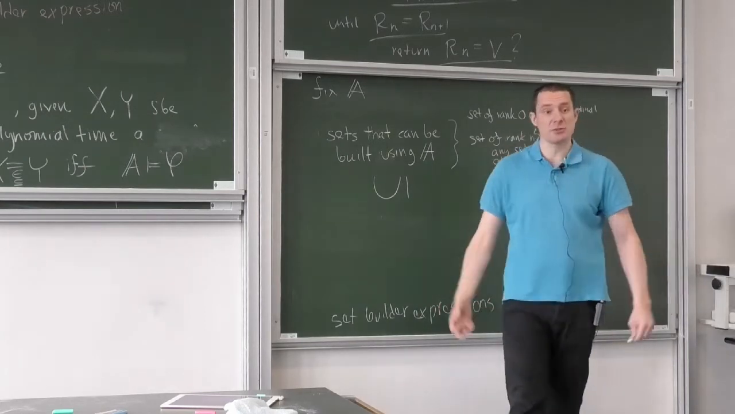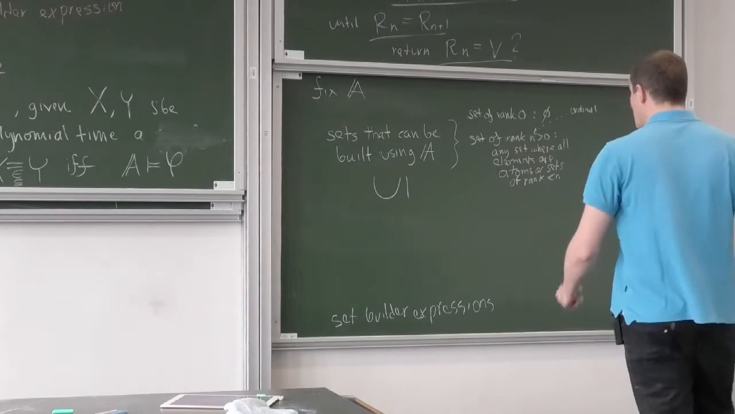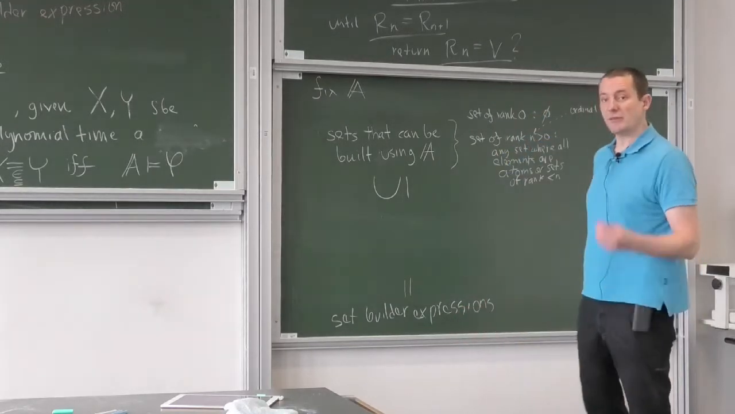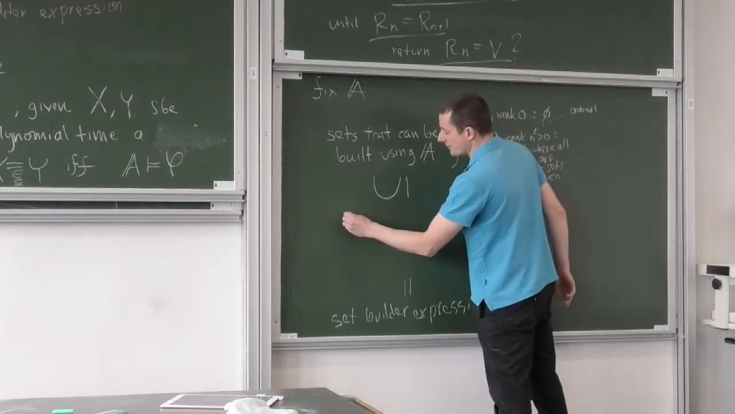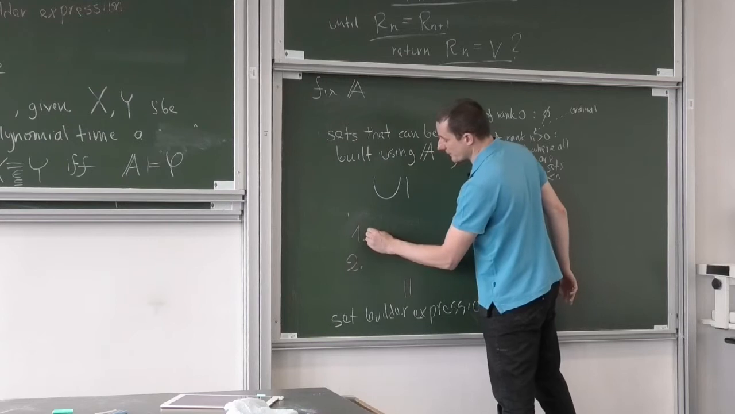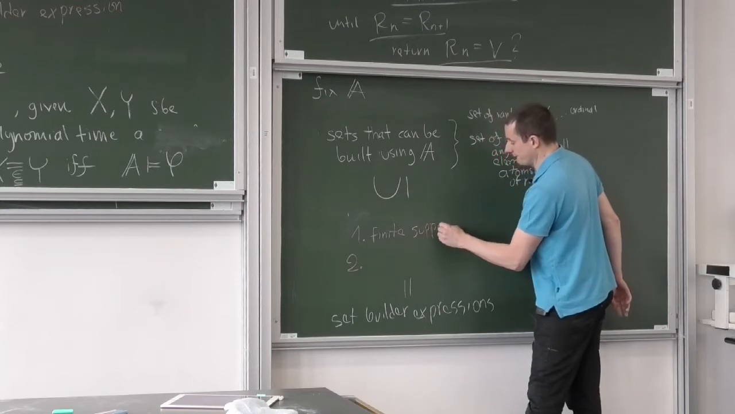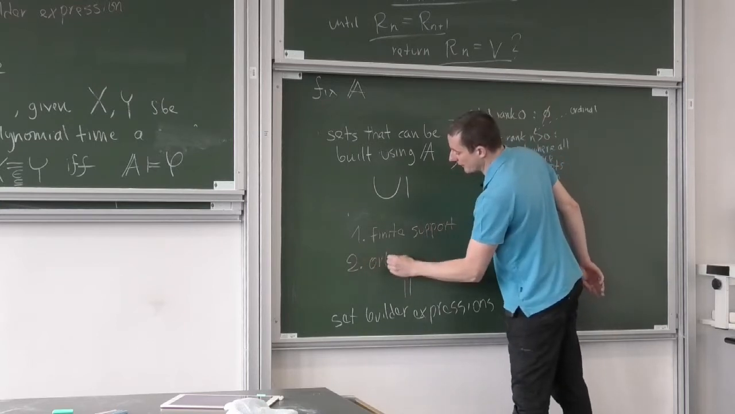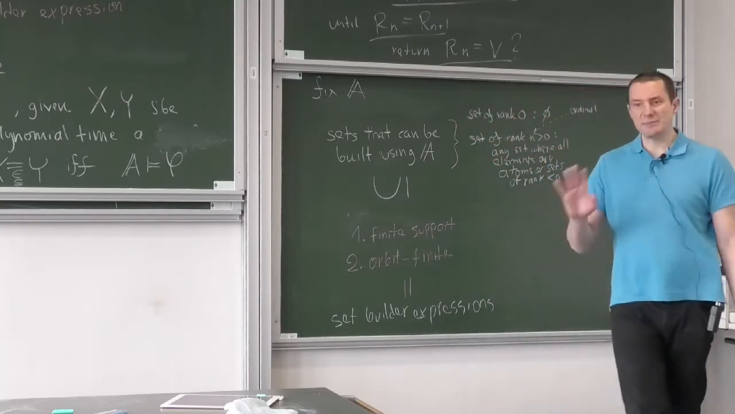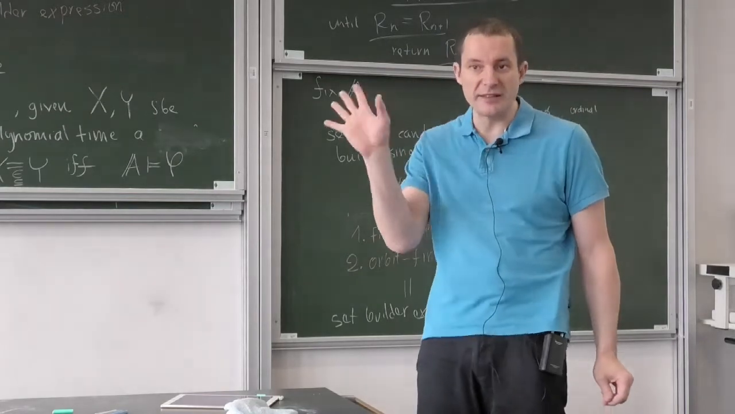Not all of them, because for example, we just observed that they have finite rank. So which ones? There's a nice thing that you can define this in a way which doesn't use syntax, namely, it is exactly the sets which have the following two properties. Number one, and I will explain this in a moment, finite support, and number two, orbit finite, finitely many orbits. I will explain what it means for a set to have finite support in a moment, and I will explain what it means to have finitely many orbits.